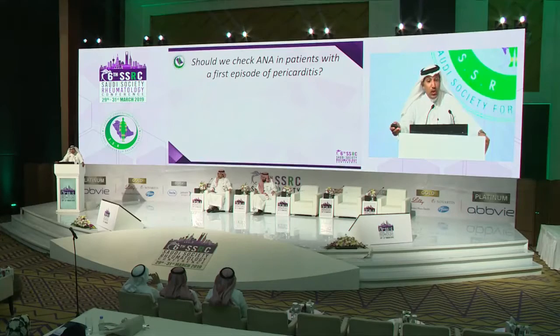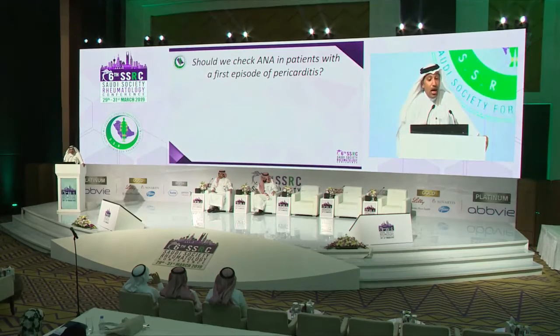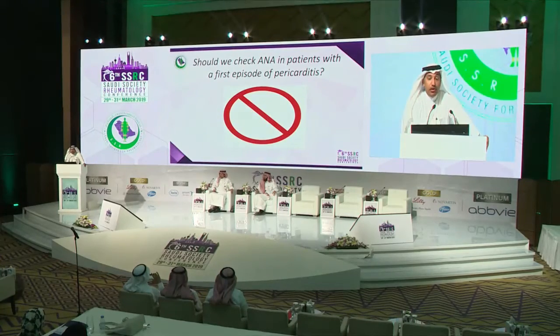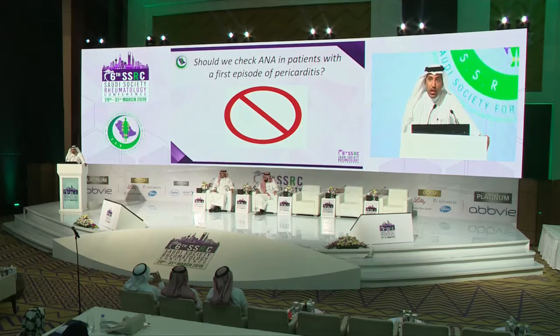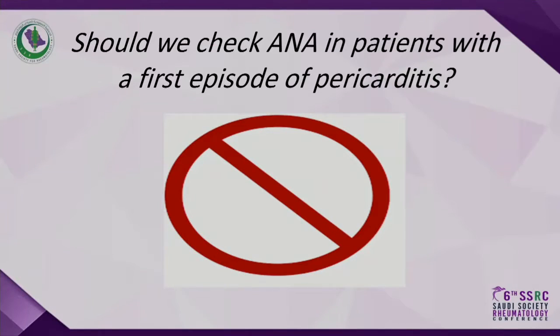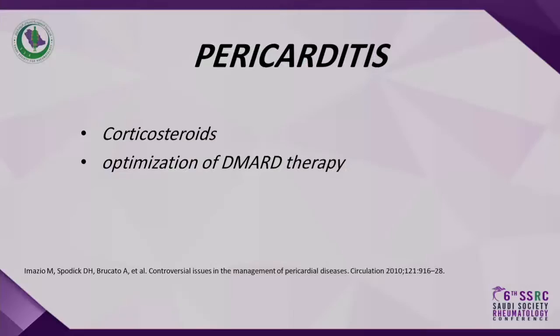Now, should we do ANA in patients with a first episode of pericarditis? I think we should discourage this behavior. You should not order the ANA for a patient with a first episode of pericarditis. The most common cause is viral, and ANA also could be positive in patients with viral infection. The treatment, as you all know, is corticosteroid and optimizing the DMARD therapy. Which one? The data are contradicting. There are some trials supporting azathioprine. MMF has also been used with good results.